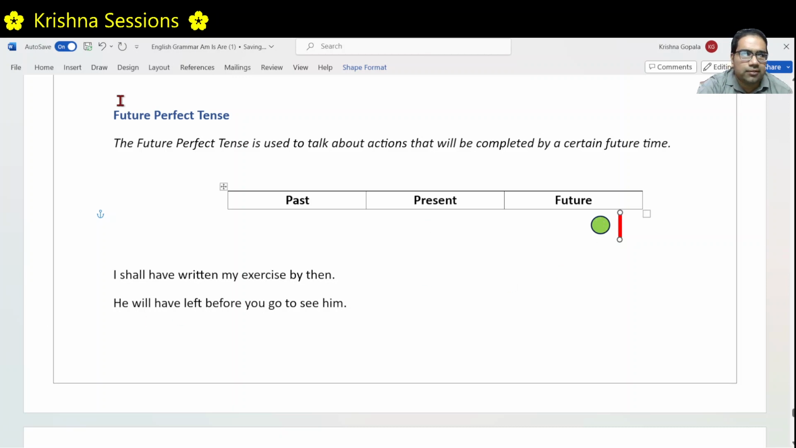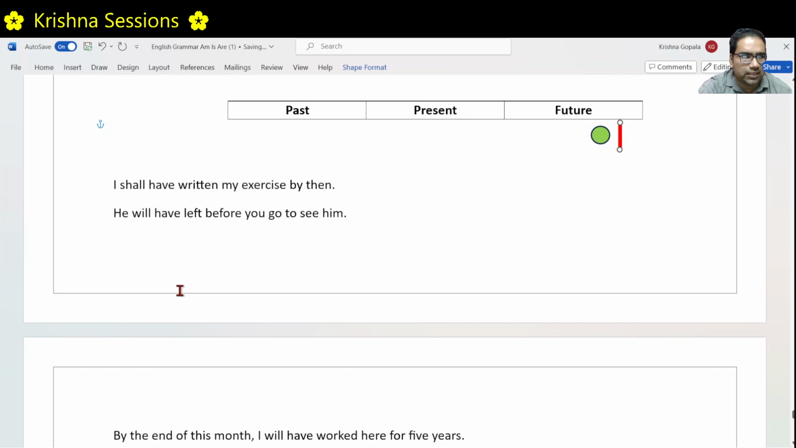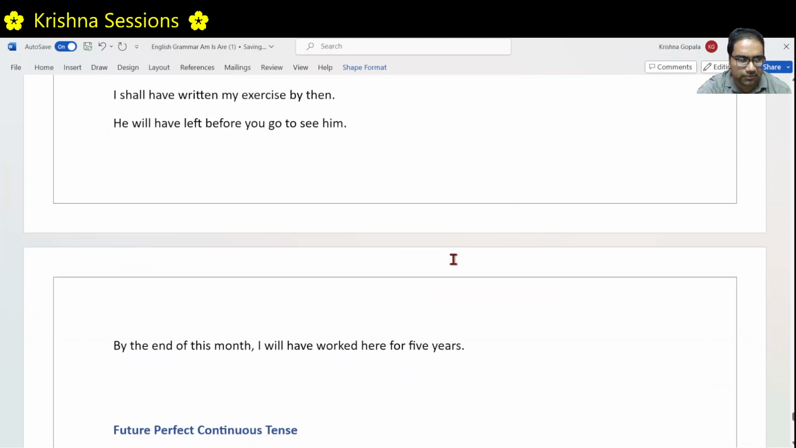Right. Future perfect tense means an action that will be completed by a certain future time. Right. There's a future time and there's an action which should be completed before that time. Right. That is called future perfect tense. You will have left before you go to see him. You go to see him is this red line. He will have left is this green circle.